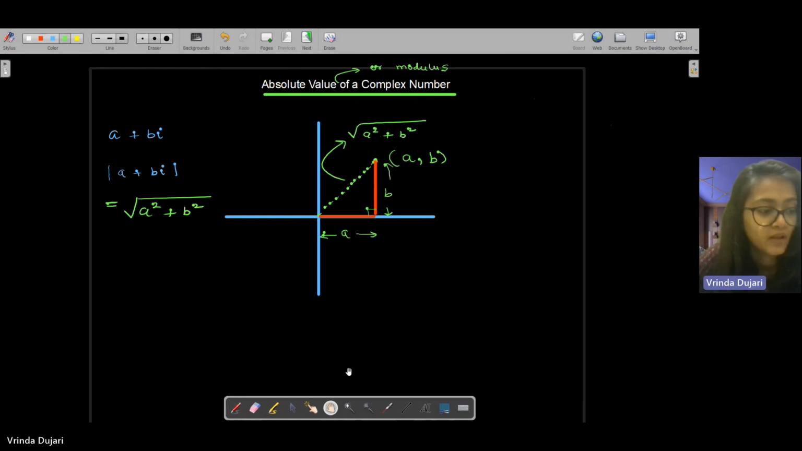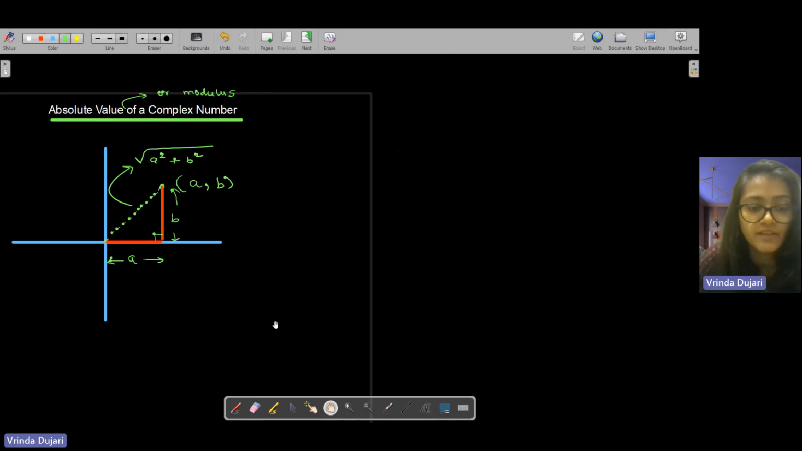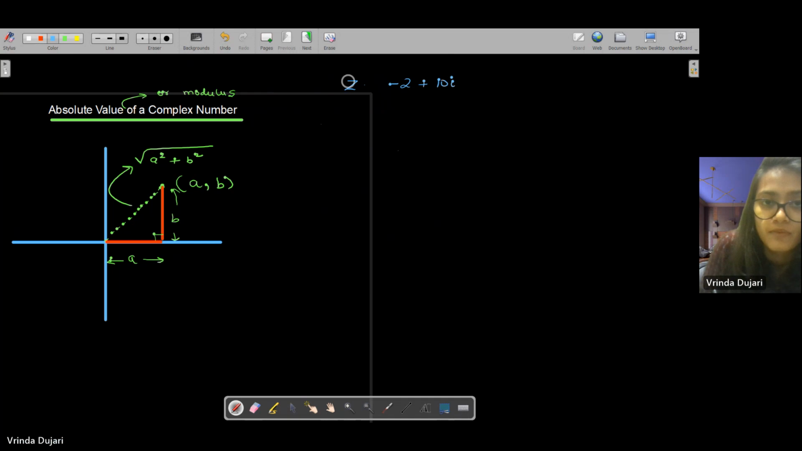All right. So let's say that we have a complex number -2 plus 10i. And we want to find out what will be the absolute value of this complex number.